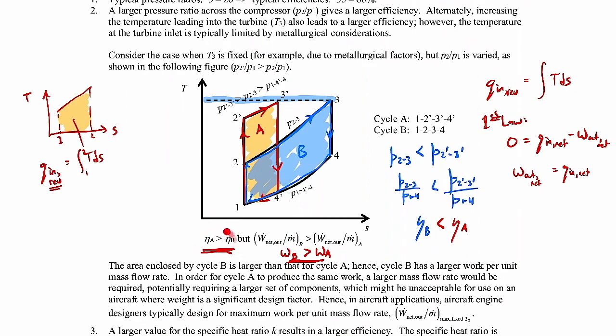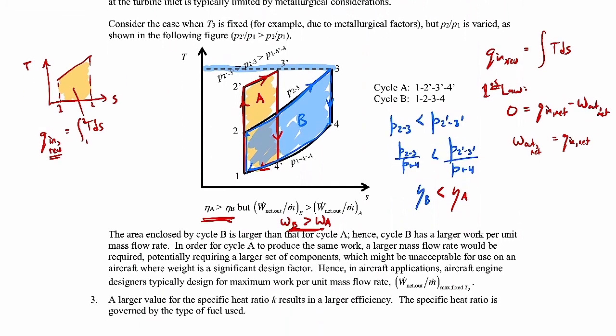The thermal efficiency is secondary. It'd be nice to have higher thermal efficiency, but for an aircraft application, weight will be a very important thing to consider, another engineering consideration. So what typically dominates is having a larger specific work as opposed to a higher thermal efficiency. Well, anyway, that's just another engineering related matter.